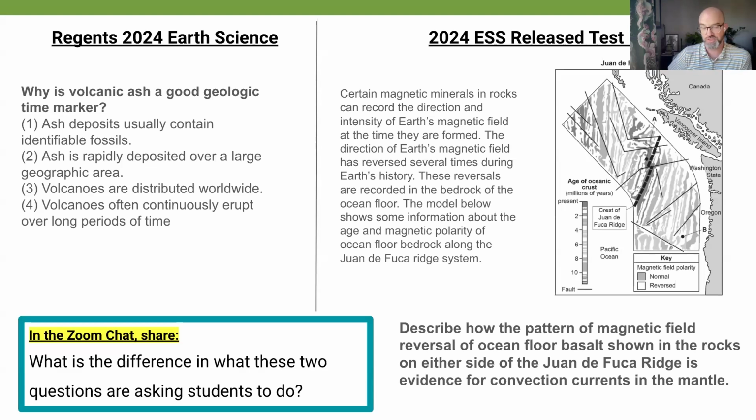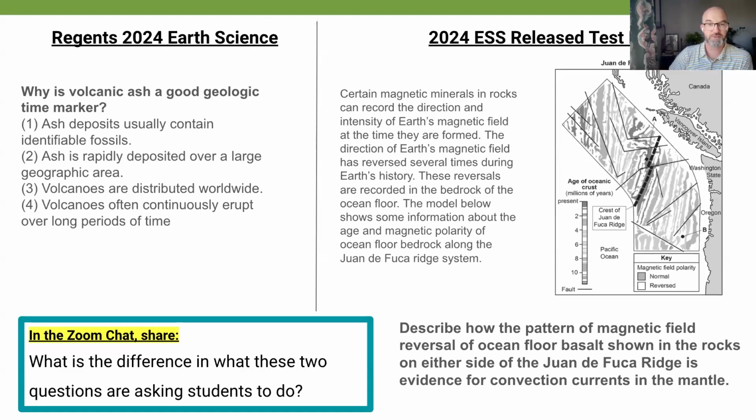Question number two, the new release test item, students have to understand that there are changes in the Earth's magnetic field, or that there is evidence of those changes. They also have to understand that there are convection currents in the mantle, and that those convection currents may influence some of the things that they're seeing on Earth's surface. And so this is really looking at differences in how internal systems are affecting external systems, or the elements of the surface of the Earth.